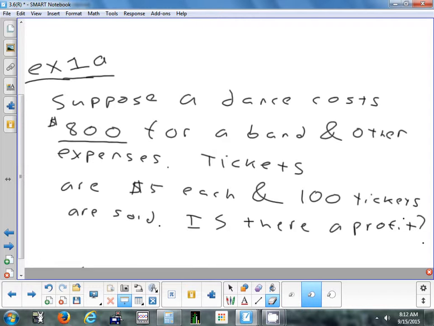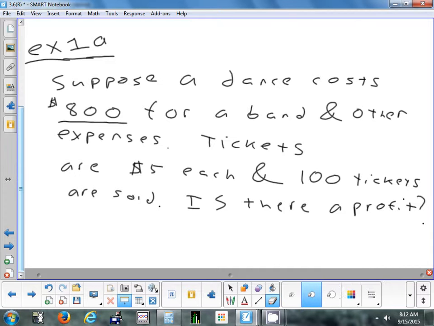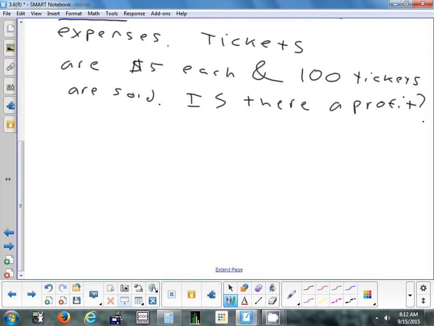We already know what the formula is going to be that we're going to use. So let's plug in and see. Can somebody remind me what that formula is? I'm just going to copy it down right here. Profit equals, what is it? N, so number of tickets, yep. Times P minus E.